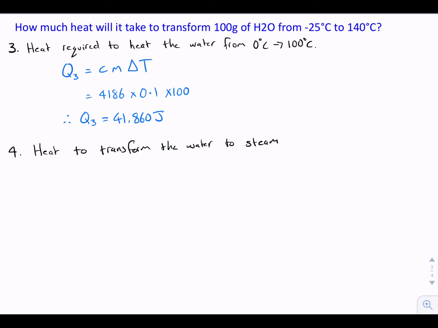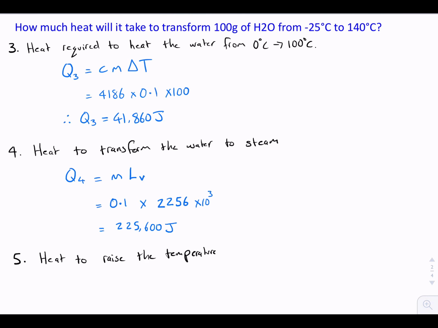Now we have water at 100 °C, we need to calculate the heat required to transform it into steam. Here we need to use the latent heat of vaporization, which you might recall is a really large number. We multiply this by the mass, and we end up with 225,600 joules. Finally, we need to raise the temperature of the steam from 100 °C to 140 °C.